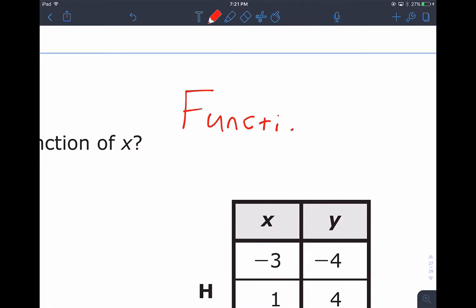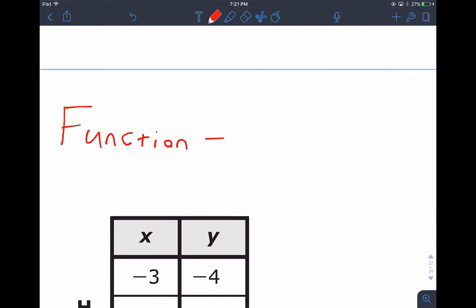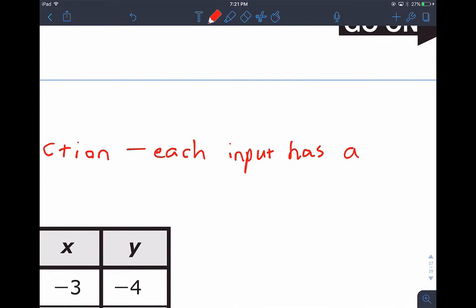So a function, the definition of this is each input has at most, so no more than, one output. Each input has at most one output.